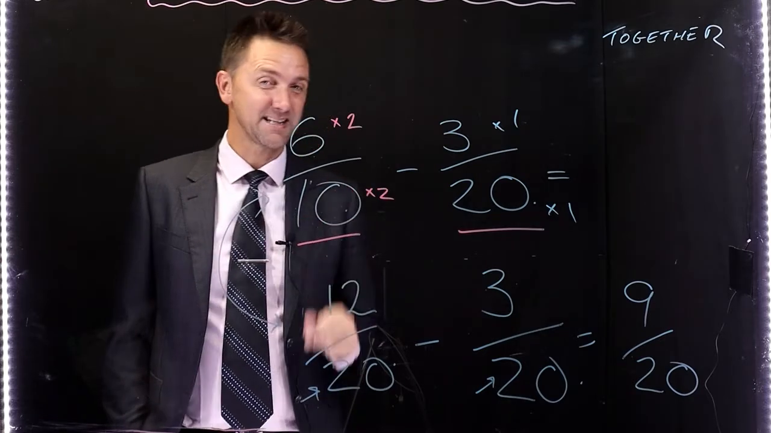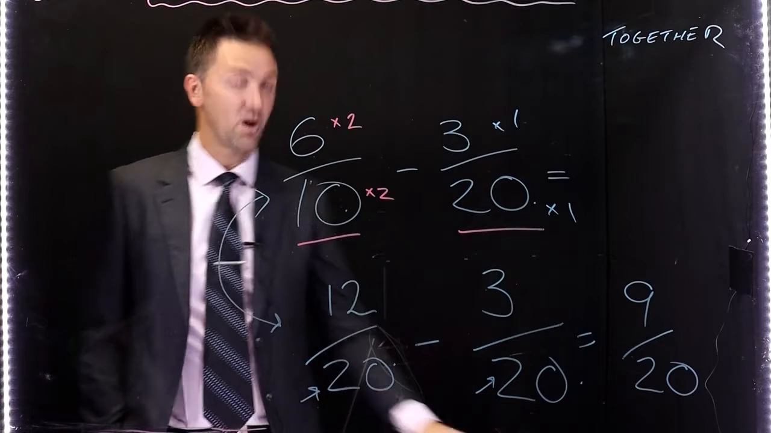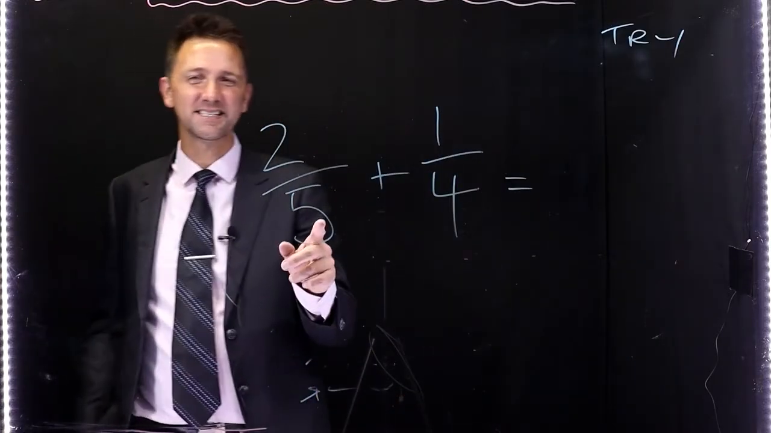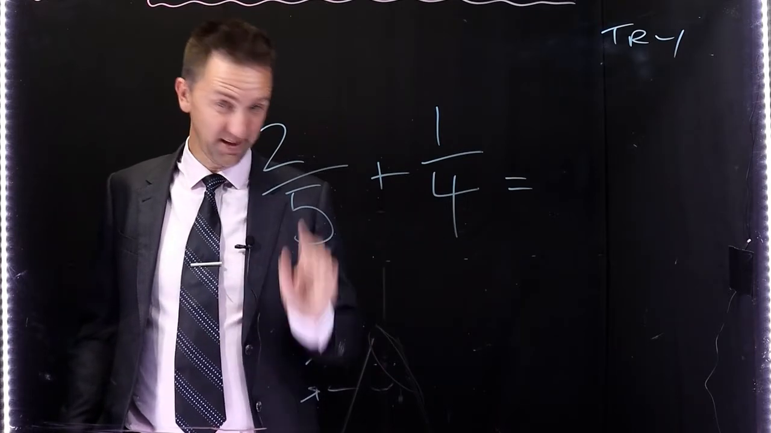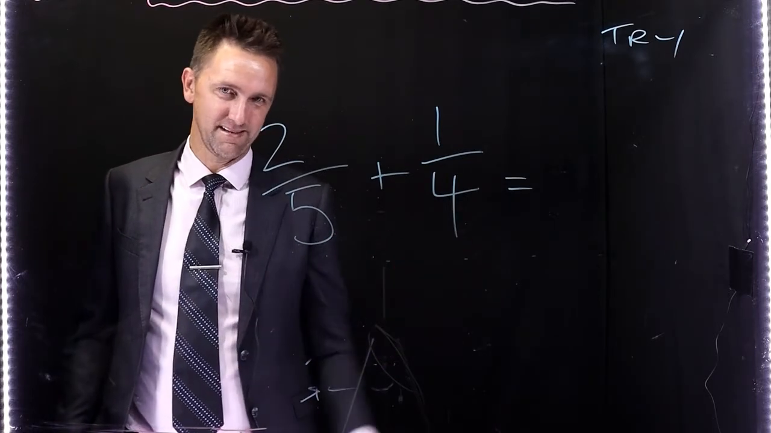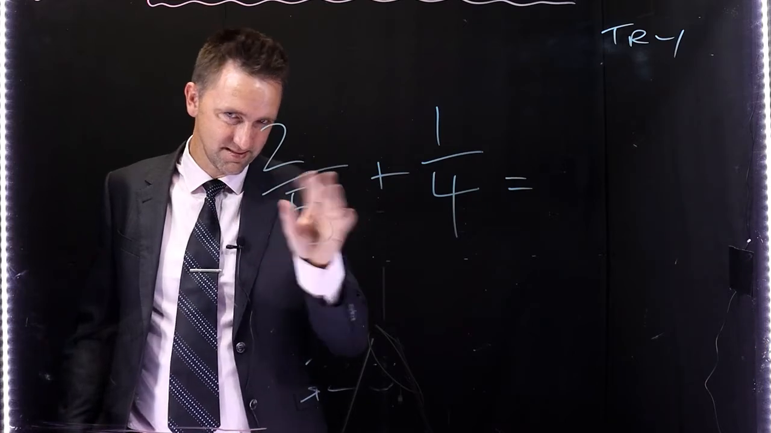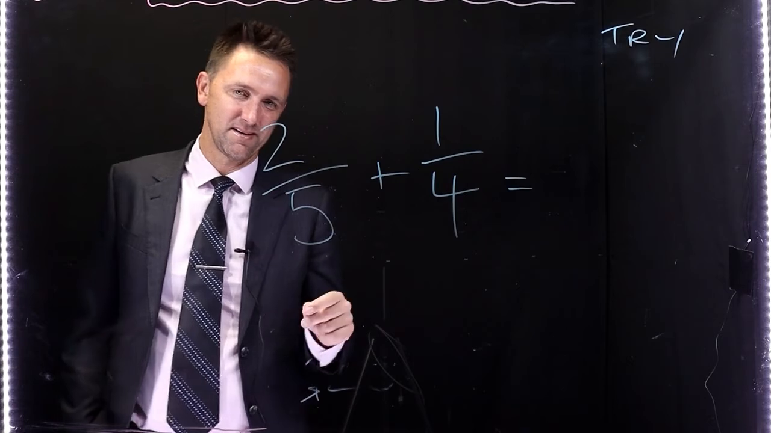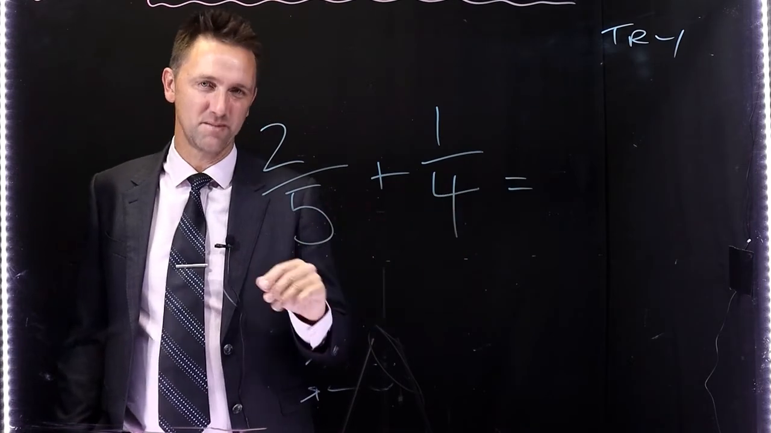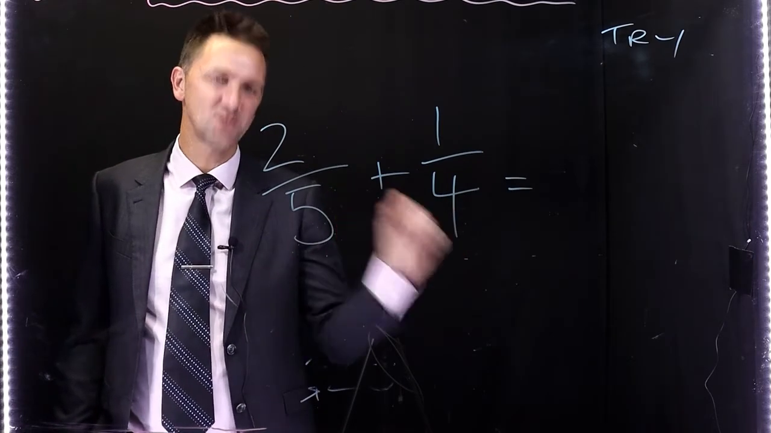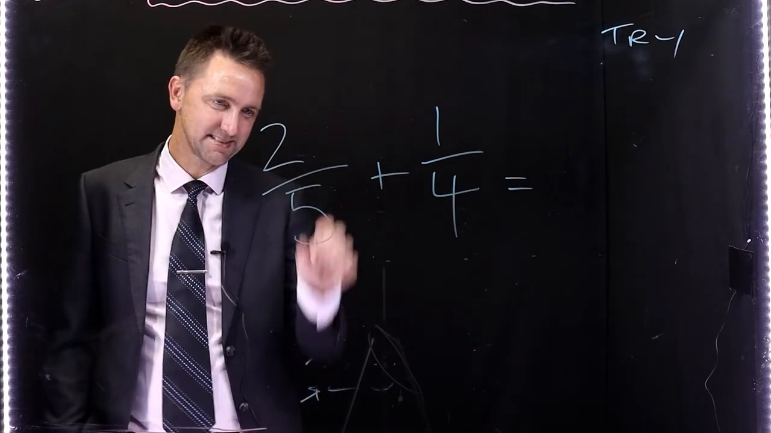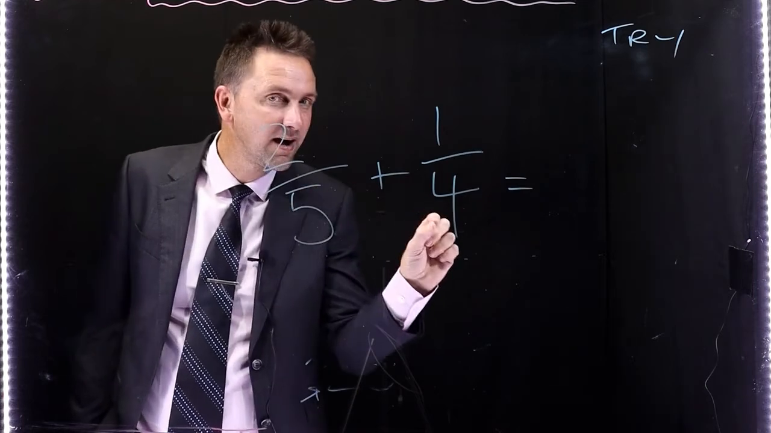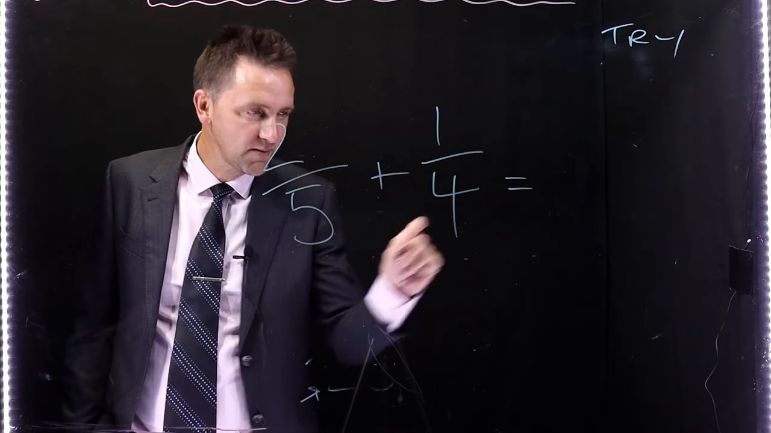Let's do one. Well, actually, we've done one together, sort of. I'm going to give you one to do all by yourself. Hello, guys. Here we are. 2/5 plus 1/4. All by yourself. I'll give you some clues. The denominators are different. You must change these fractions, both of them, so they both have the same denominator. They cannot be different. Your question is, what number does 5 go into that 4 goes into as well?